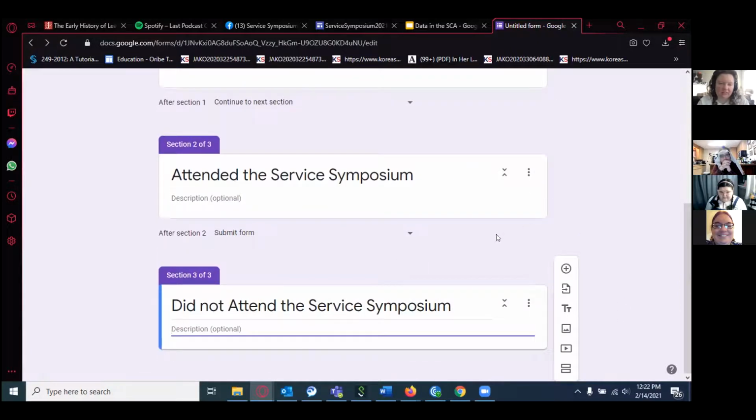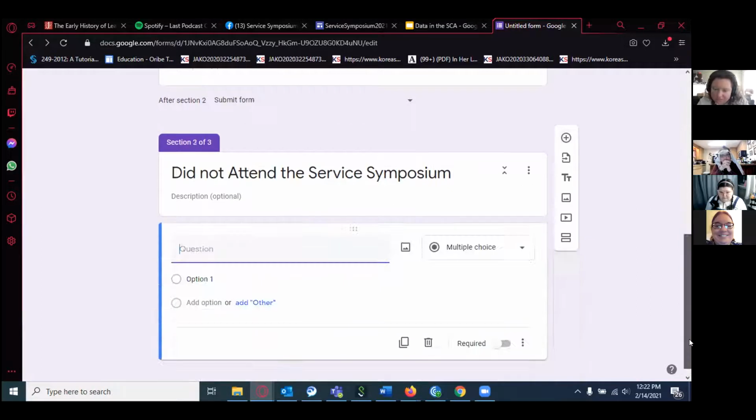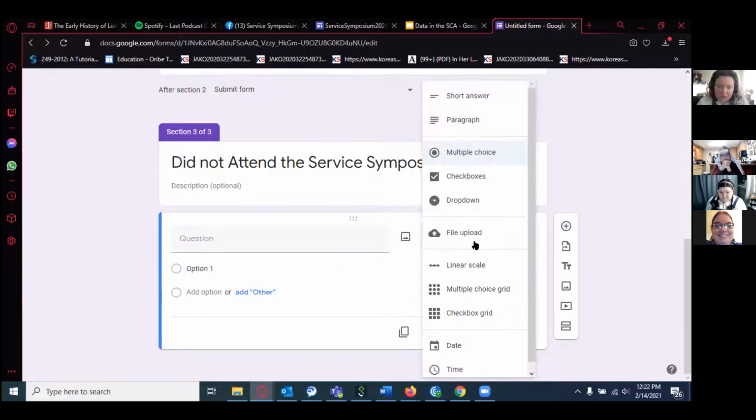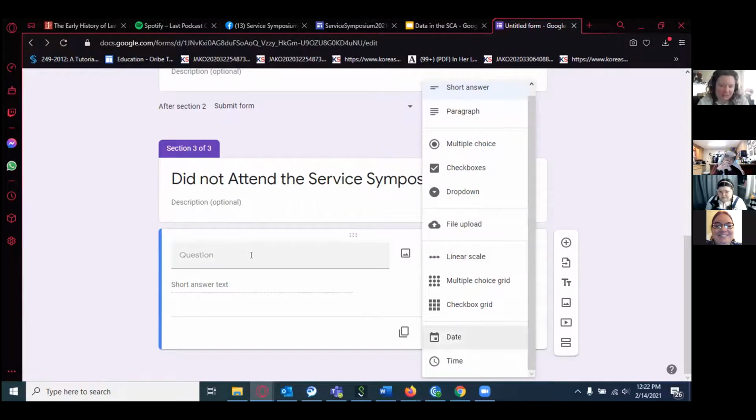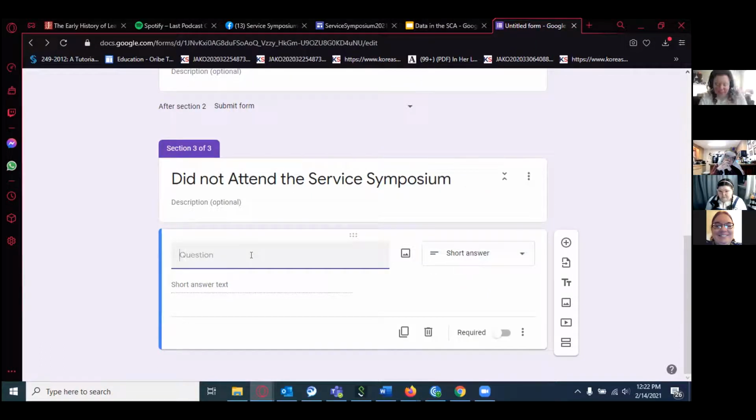Now, within these, there's something amazing that you can do for each of these. Let me add a question. So, you have multiple choice, which is pretty easy. You can tell people exactly what to say. But you also have things like short answers, drop down boxes, check boxes. You can have people upload files. There's a lot of different things that you can do. Say that you want to actually do a, what does the SCA stand for?